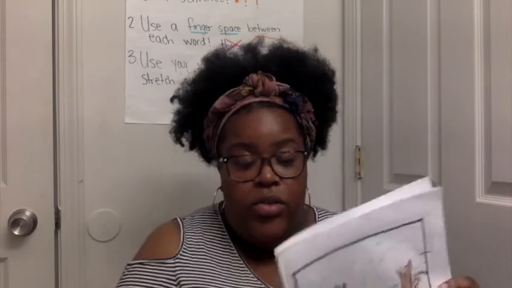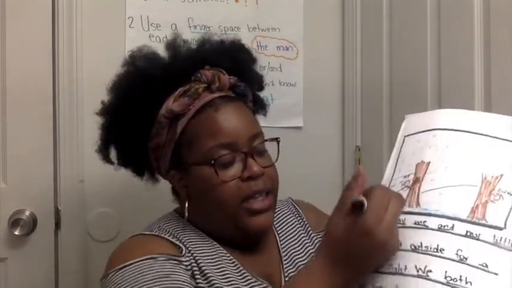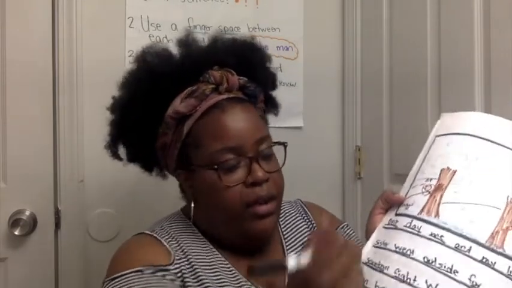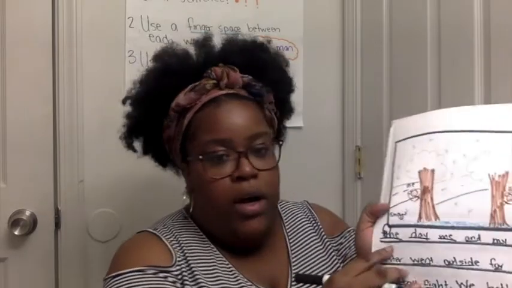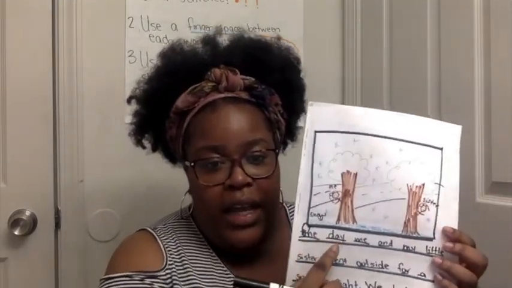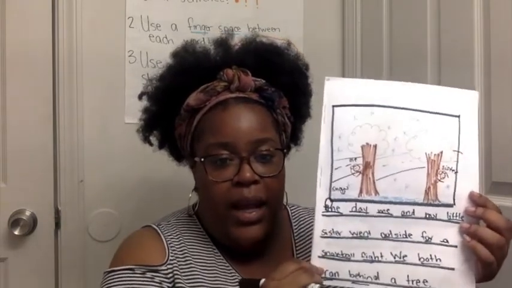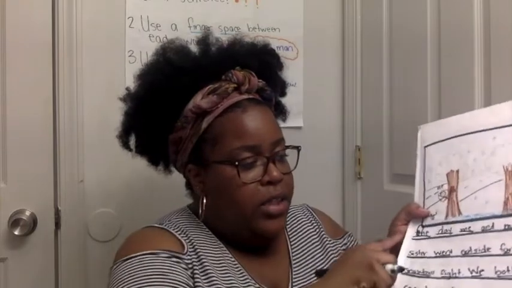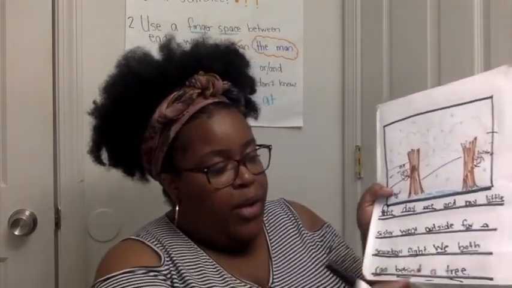So, we don't have to go and rewrite our whole story. Something that we can do when we're ready to publish and we see a mistake like this, you can either cross it out and write it on the top like I will, big O, or you can trace over it. So now it really says one day. It's nice and big, okay? So then I'm going to go ahead and I'm going to check all the other ones. So one day, me and my little sister went outside for a snowball fight.